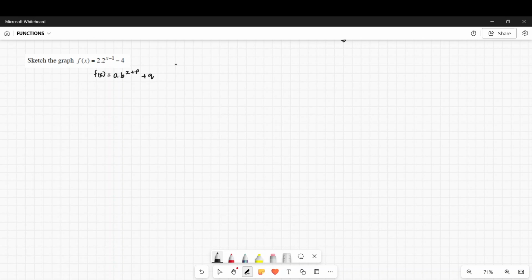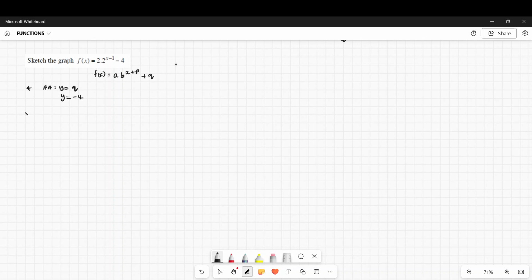So everything is given. So now what are we going to do? First thing, we need to get the horizontal asymptote, right? So let's get the first step. Horizontal asymptote, we know, you just say y is equal to q, right? So y is equal to q, which is what? -4, right? That's it, you're done.